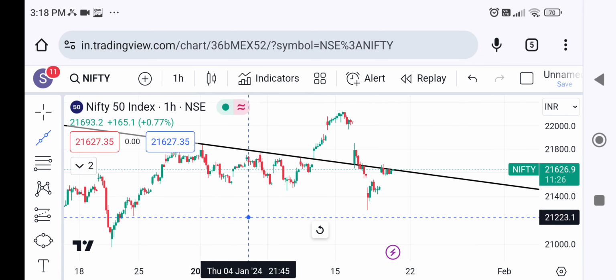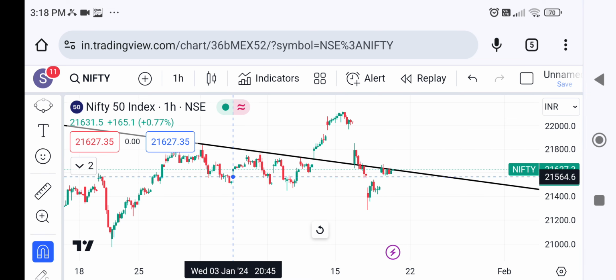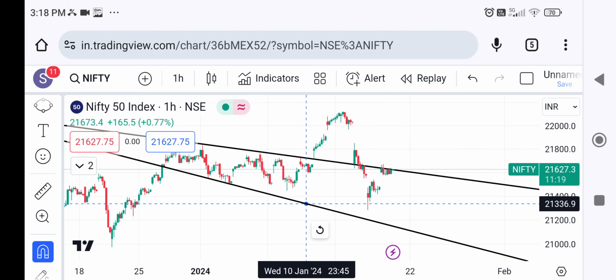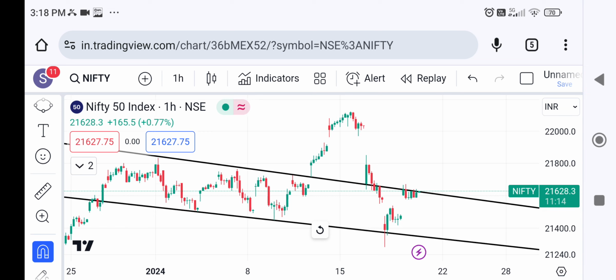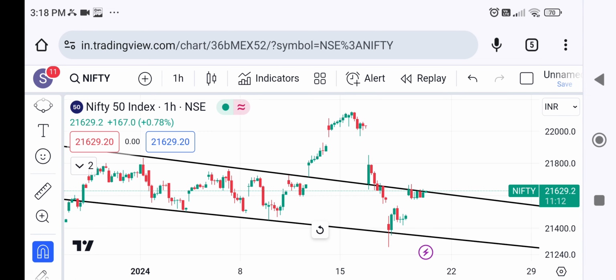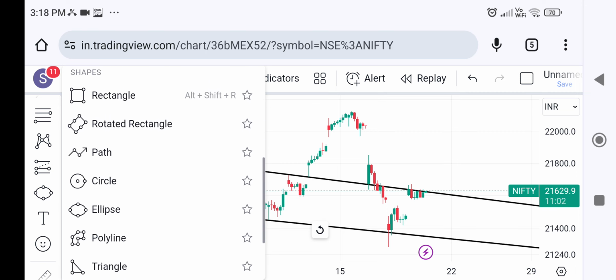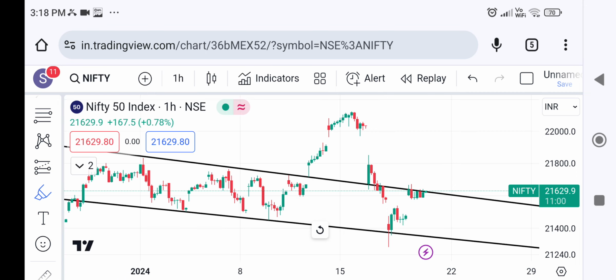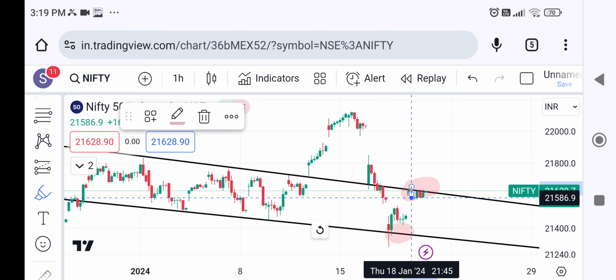Now let's look at yesterday's video. Let me apply magnet here so that I get the right bottom. So you can clearly see what I had mentioned. I had mentioned that we may see a false breakout on this lower trend line. Here I had clearly mentioned, and we were expecting to reach the upper trend line.